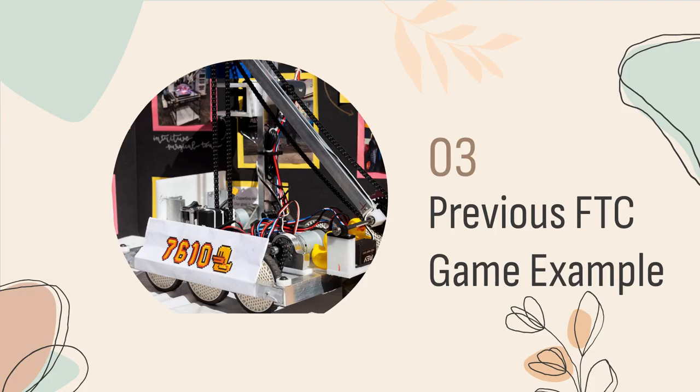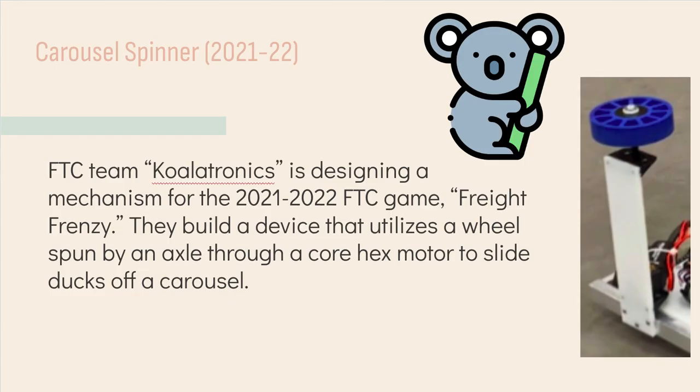Third, we'll explain state machines from previous FTC games. In the 2021 to 2022 FTC season, Team Koalatronic designed a carousel spinner that spun ducks off of its carousel. Its axle was spun and powered by a core hex motor.